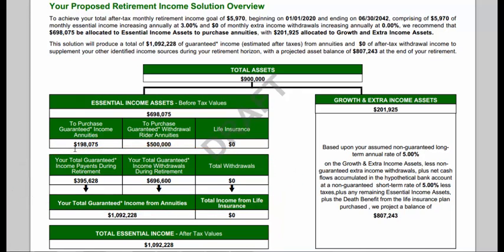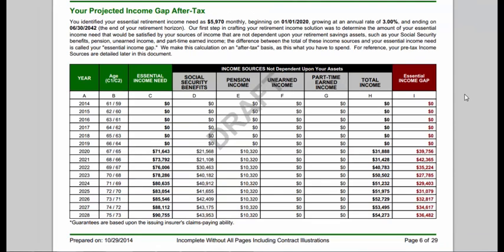So to understand this, you've put in $198,000 before tax, and it is paying out $395 after tax. We've put in $500,000 before tax, it's paying out $696,000 after tax, for a total guaranteed income of over $1 million. What is not used to guarantee their income goes into the extra or the growth assets. We've given those a 5% rate of return, so at the end of their life expectancy, that money grows to $807,000.